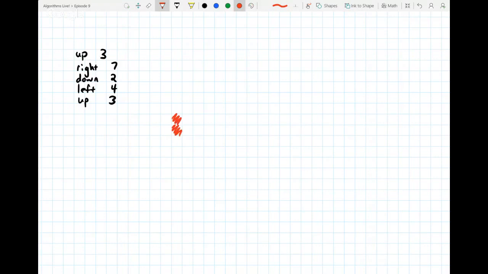So you go up 3 on your command, and then you go right 7. So you go 1, 2, 3, 4, 5, 6, 7. We could go down 2. We could go left 4. And then we could go up 3. And you could draw a picture like this.